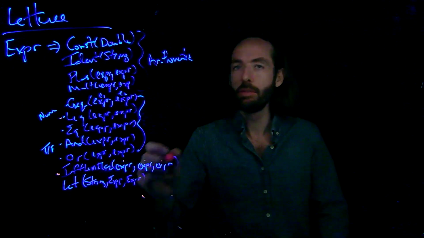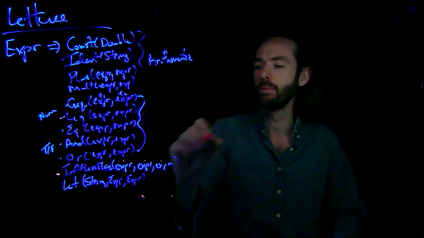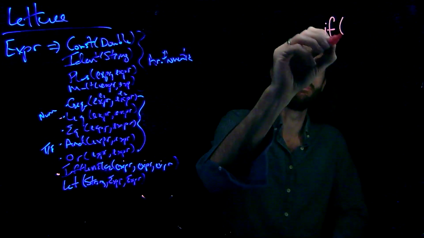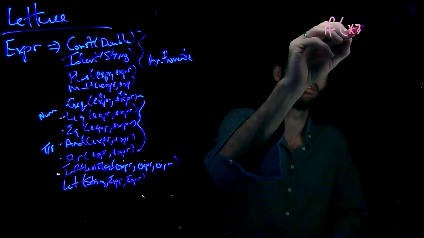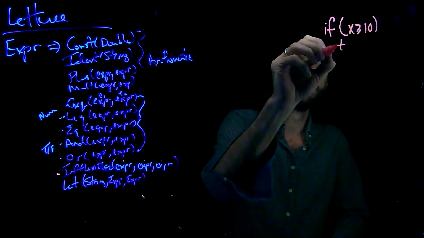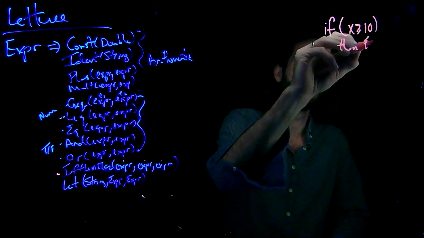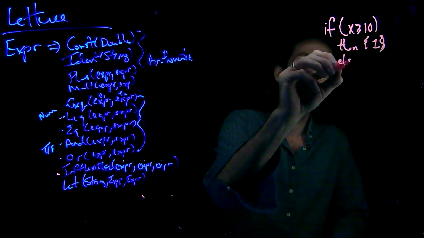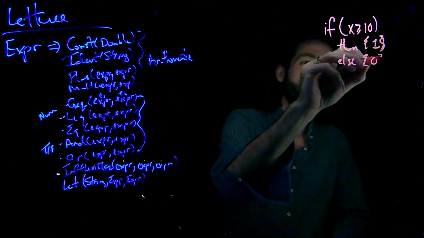So let's talk about if then else, right? What do we want to express here? We want to be able to do something like this. If x is greater than 10, then return, let's say, 1, else 0.